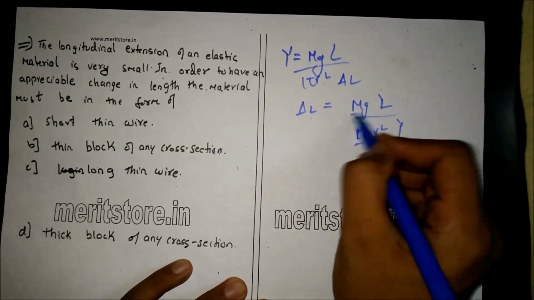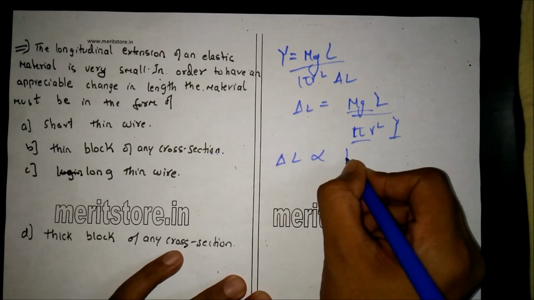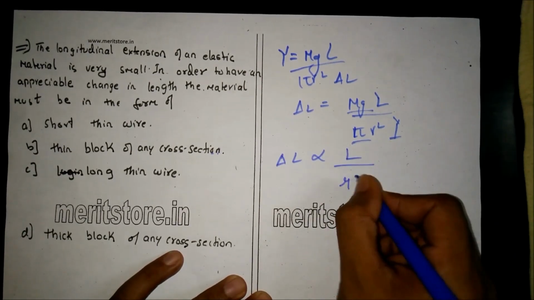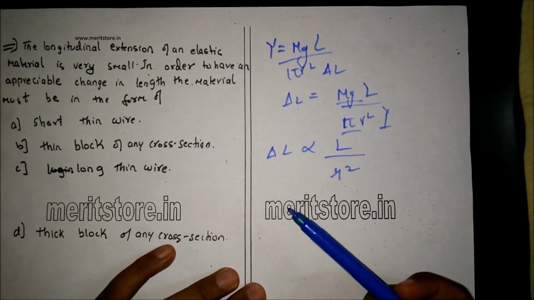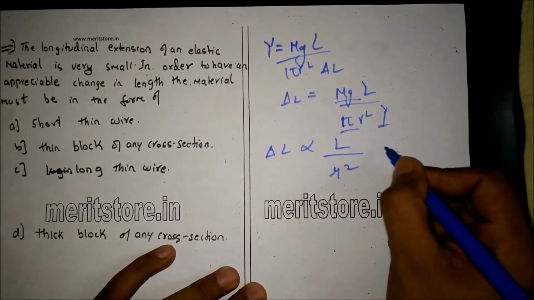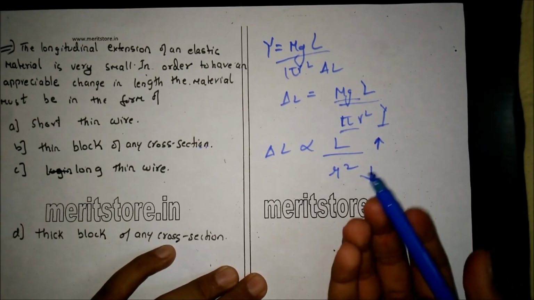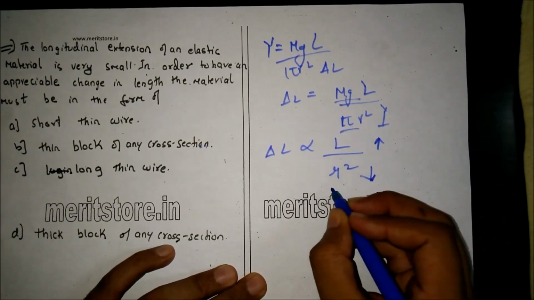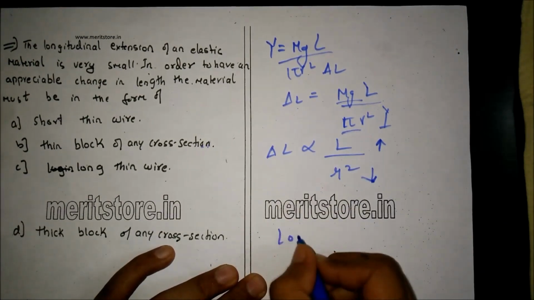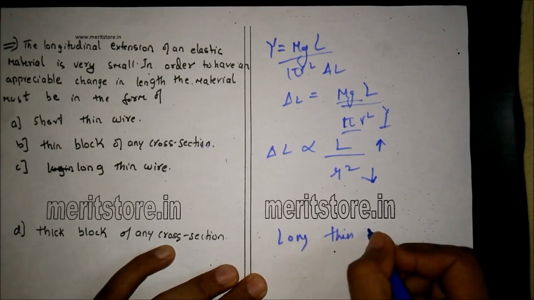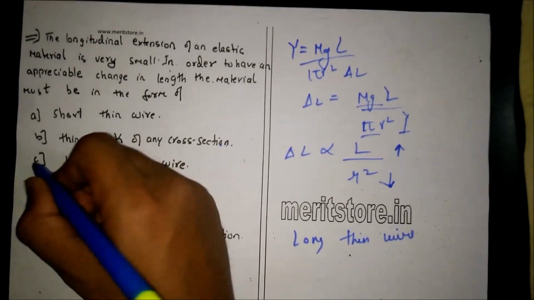Now Y, pi and mg are all the same for the wire. Therefore, we can say delta L is directly proportional to L and inversely proportional to r square. Thus for an appreciable change in the length of the same wire for the same load, the L should be more and the r should be less. Therefore, a long thin wire is required. Therefore, the correct answer here is option C.